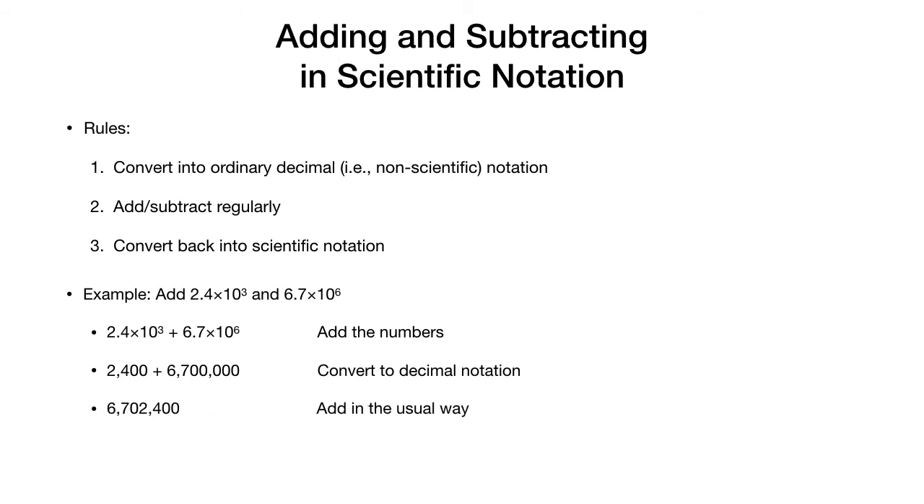Then we're going to add our numbers in the usual way. And that's going to give us a result that is still not in scientific notation. And finally, we're going to convert the number back to scientific notation. So adding and subtracting in scientific notation is pretty straightforward because it's actually ordinary addition and subtraction. You just have to convert the numbers first and then convert them back.